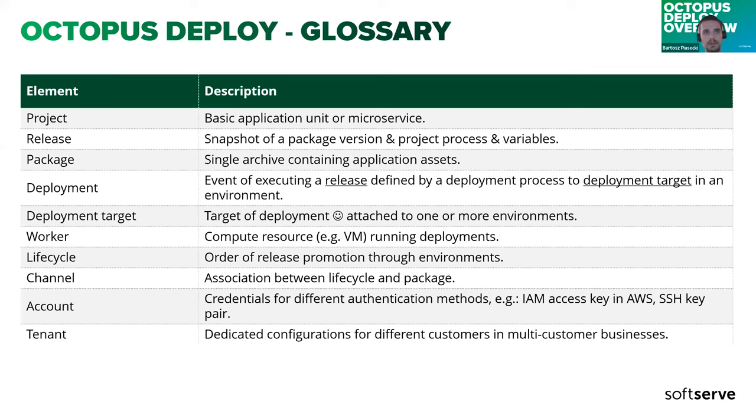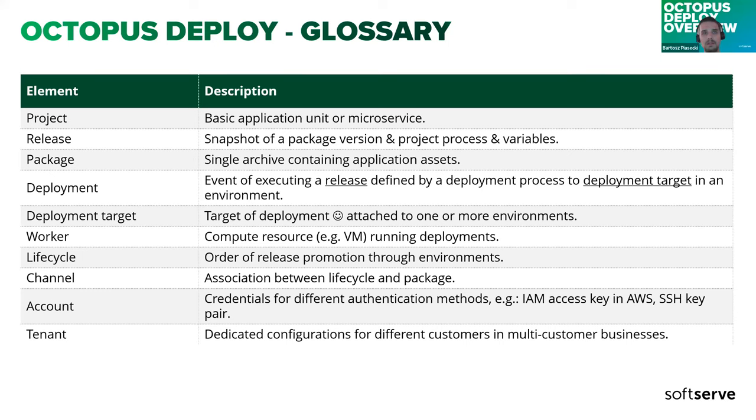Then we have a release. And a release, in the Octopus world, is an important thing: it's a snapshot of three things, a package version, project process, and variables. When it comes to package version, it's the version of your package, and we will see that in a moment. And project process is all the steps that you execute when you deploy your release. And variables are also snapshotted. So whenever you create a release, the current values of variables are saved.